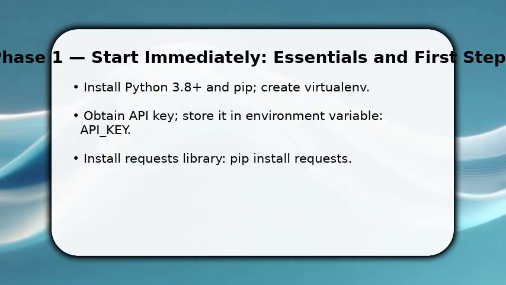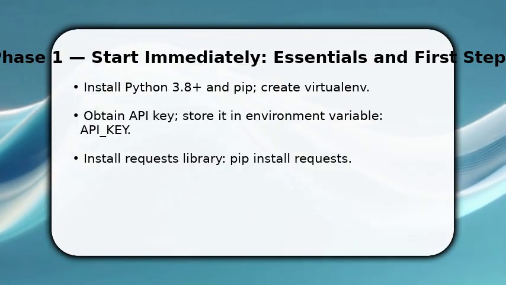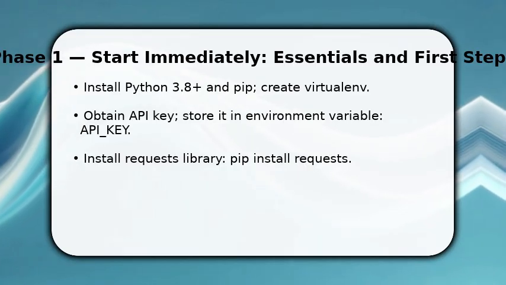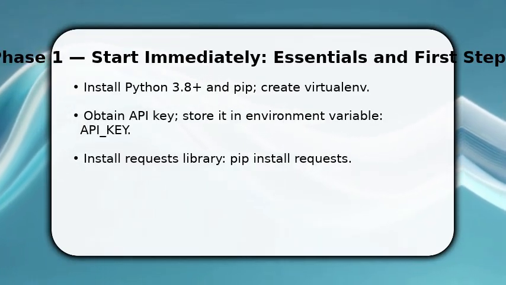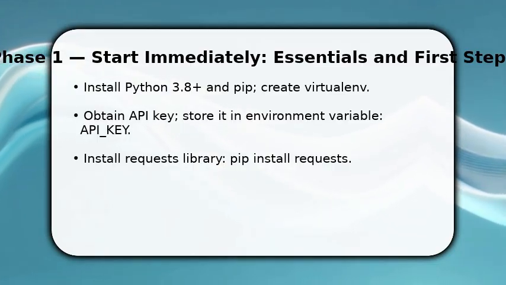You start by preparing the environment and grabbing credentials. Create and activate a virtual env, then install requests. This gives you a simple HTTP client. Once done, set your API key as an environment variable so you never hard-code secrets.